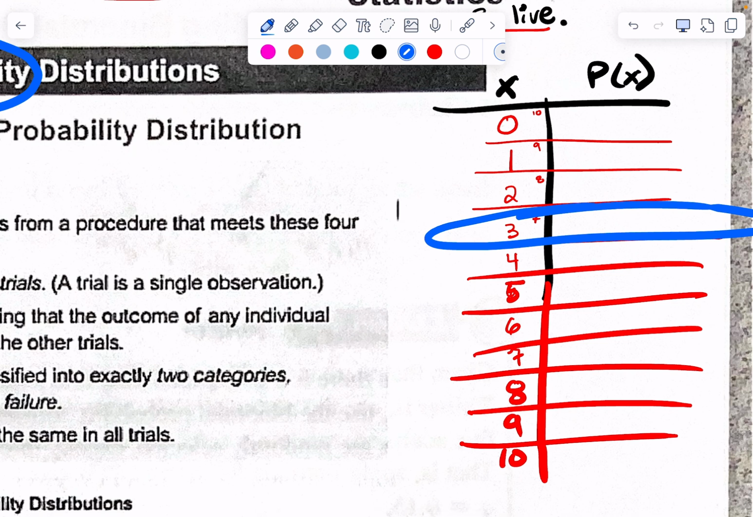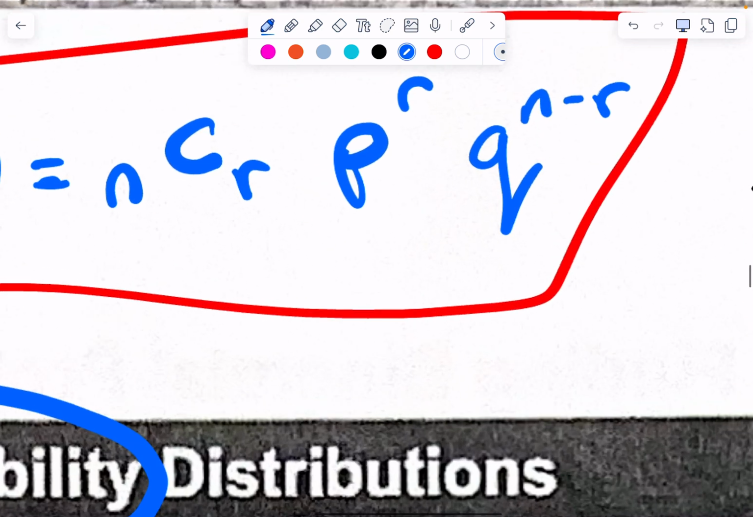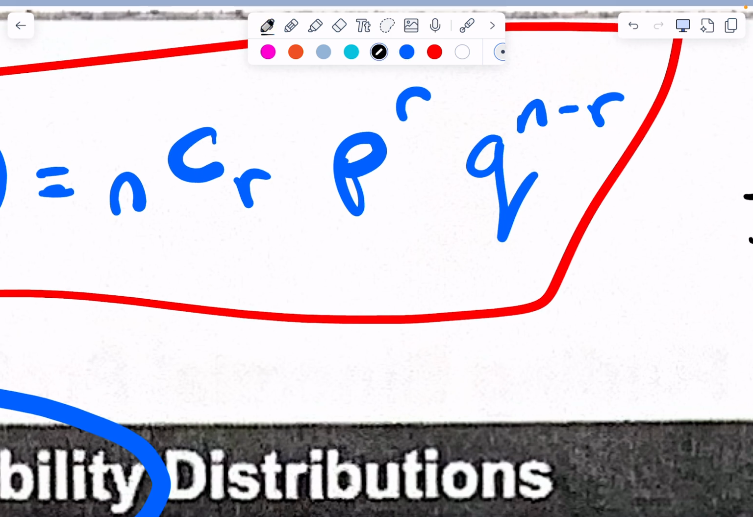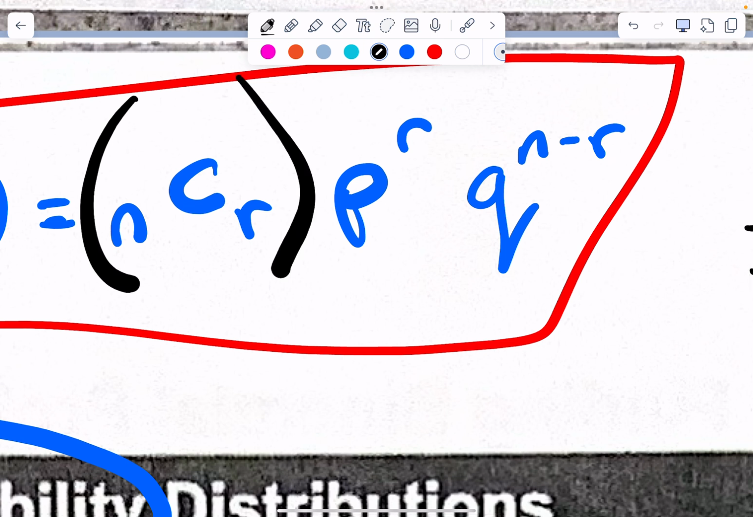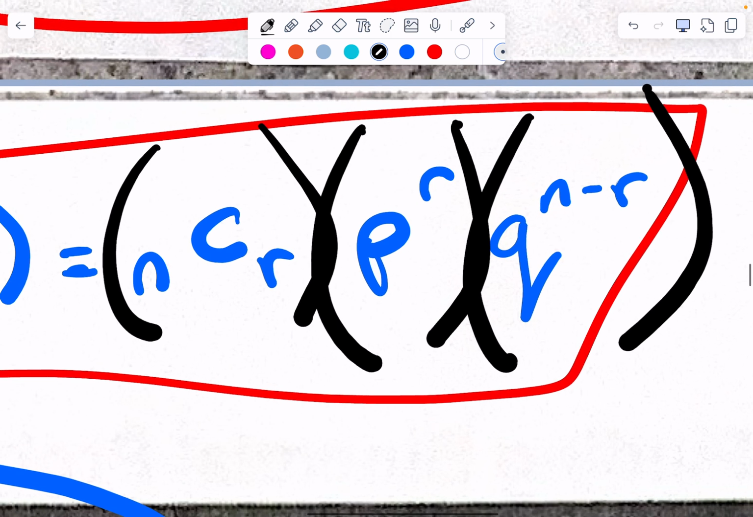Now, the thing that gets a little hairy is that my kill rate is not 50-50 like it is with boys and girls or tossing coins. That's what we've dealt with before, our 50-50 rate. My kill rate is 80%, which is not 50-50, so that's another added element. But the nice thing is we have a formula that makes this easy. There are 3 big pieces to this formula that you multiply together. First, we have to find nCr. Second, we multiply by p to the r. Third, we multiply by q to the n minus r. So here we go, nCr.